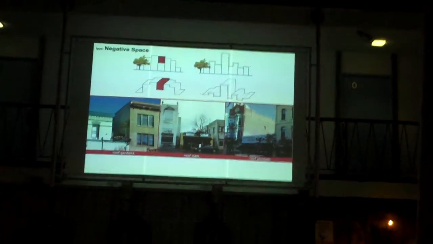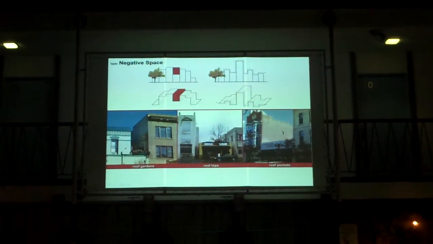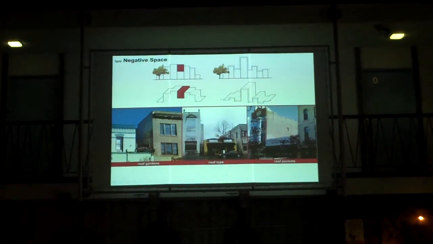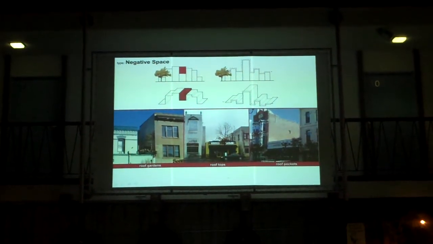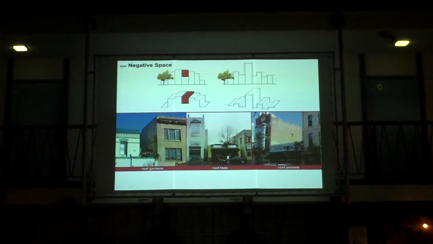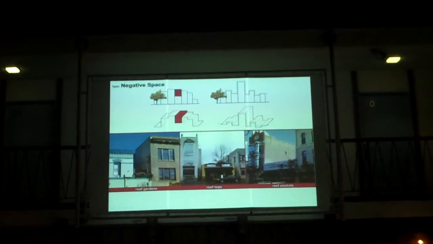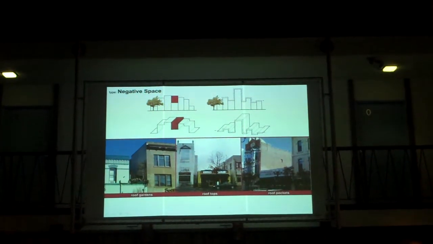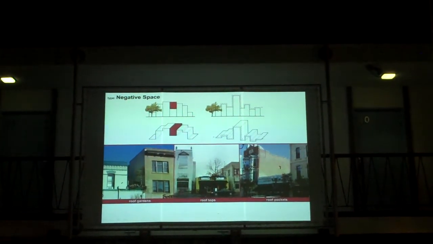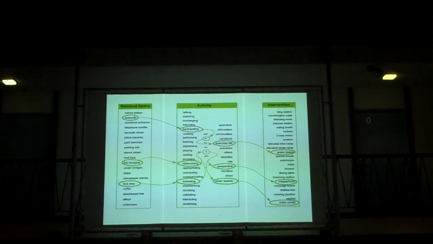So the last one is negative space, and this one is determined by the roofscapes and the undulation that the roofscapes create. So I'm looking at it as a way of a different landscape, or a new landscape that happens in the urban environment that could be engaged for, again, public access. So roof pockets and such as that.